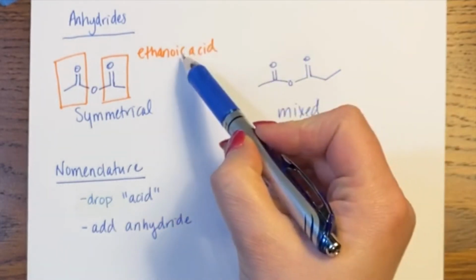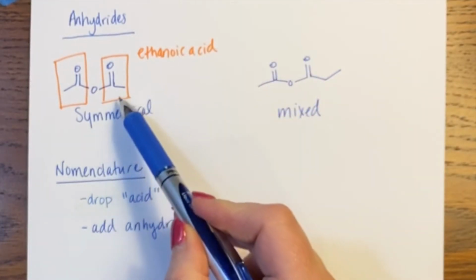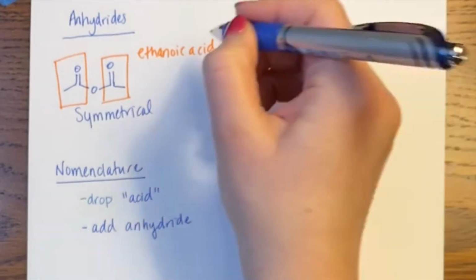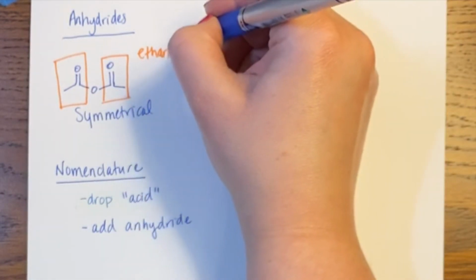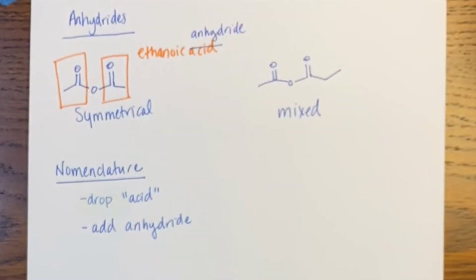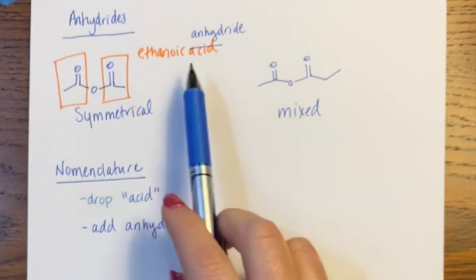So up here in this compound, if the parent for our 2-carbon carboxylic acid was ethanoic acid, we're going to drop the acid and add anhydride. So the name of this symmetrical anhydride right here is going to be ethanoic anhydride.